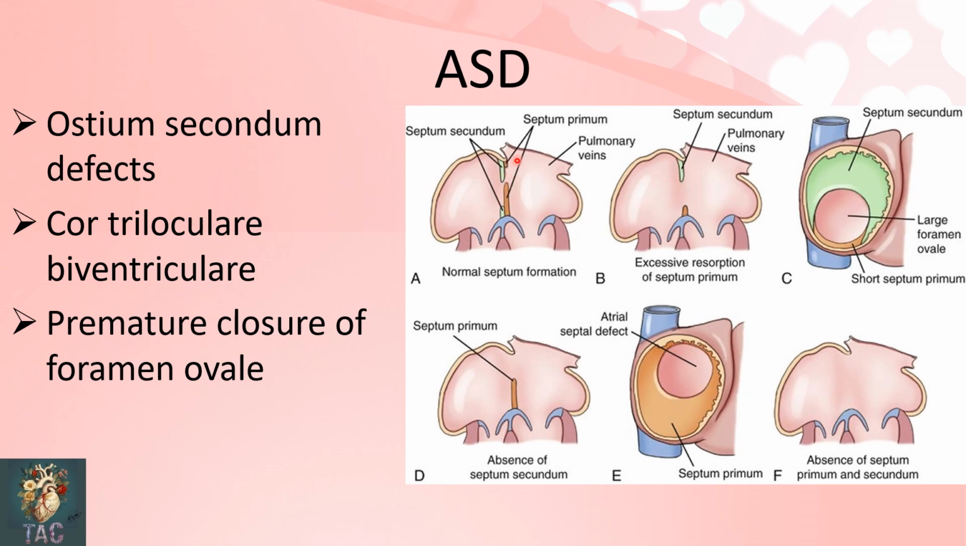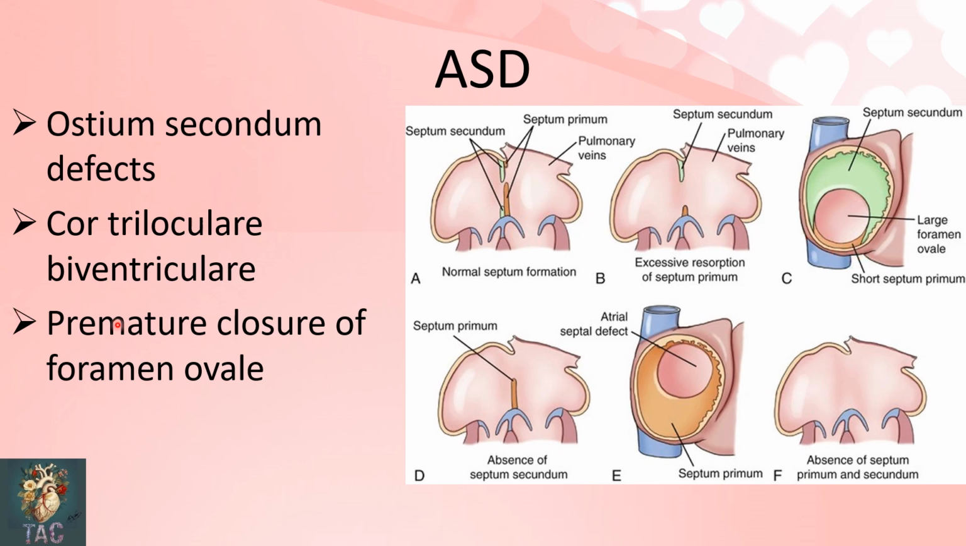oval foramen. So in case of the ostium secundum defects, in this diagram you can see there is excessive resorption of the septum primum. So the septum primum is excessively resorbed, which leads to a large defect in the interatrial septum, that is the ostium secundum defect. And in this diagram you can see this is the large foramen ovale. Septum secundum is present, and there is the excessive resorption of the septum primum here.